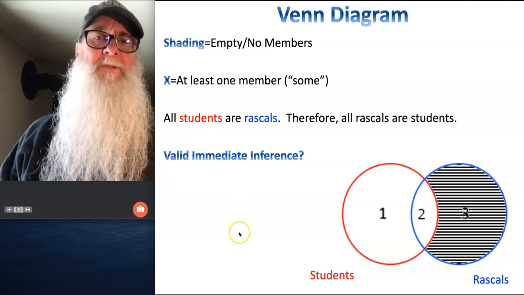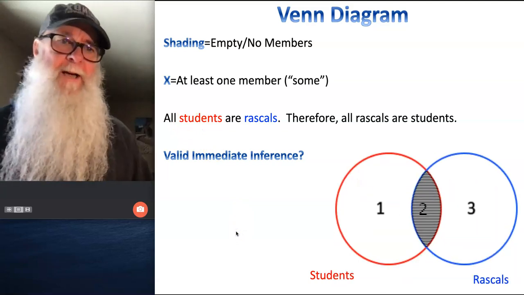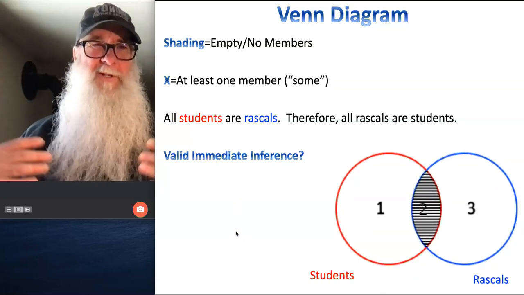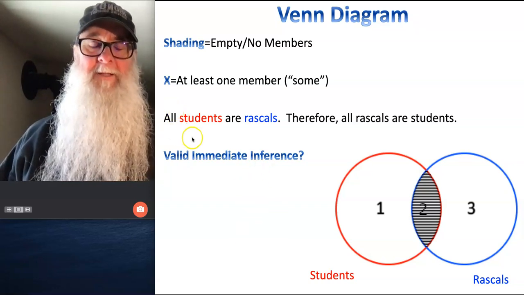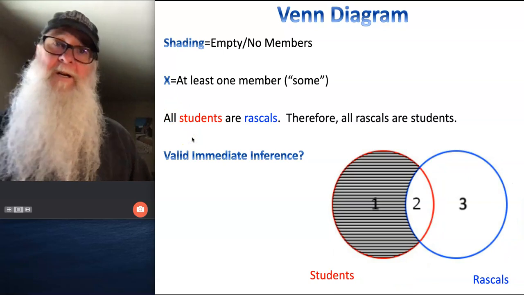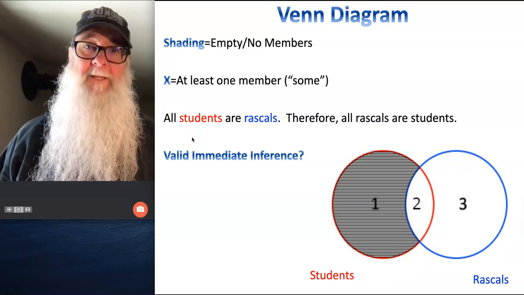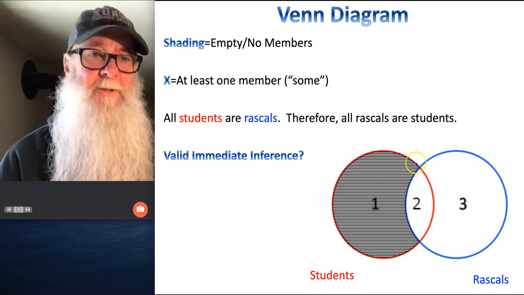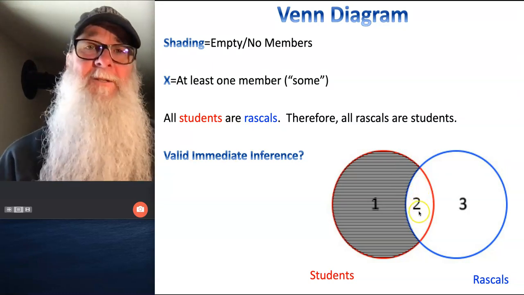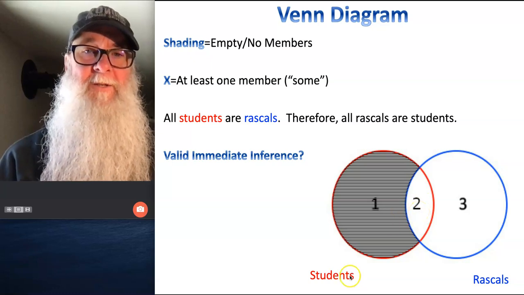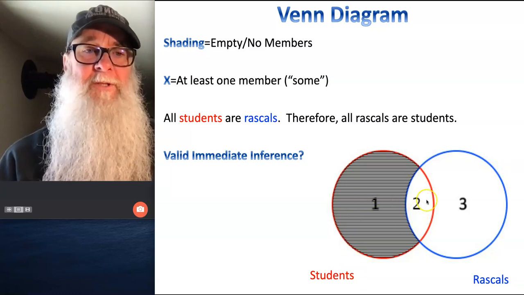Our premise says all students are rascals. If you shaded out area 2, then you illustrated the statement no students are rascals, and that's not our premise statement. But if you shaded out area 1, you shaded the premise correctly, okay? Because now that shows that all the students that exist are right here in area 2. And area 2 is also an area where the rascals are. So this shows that all students are rascals.